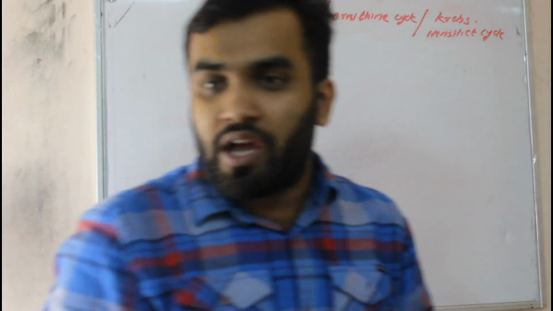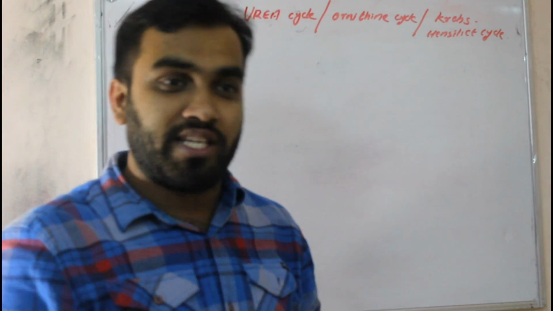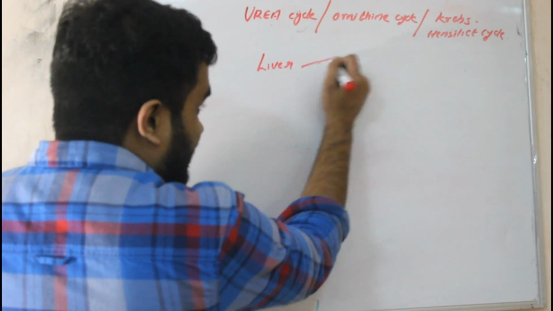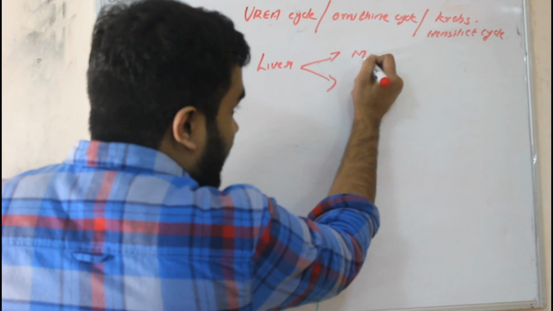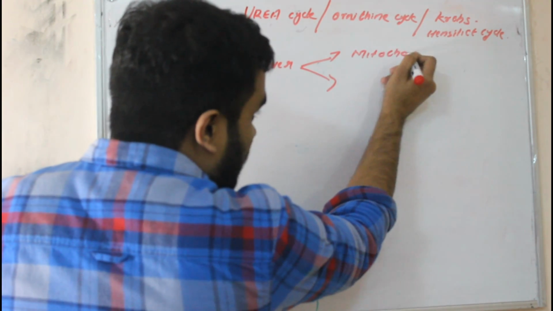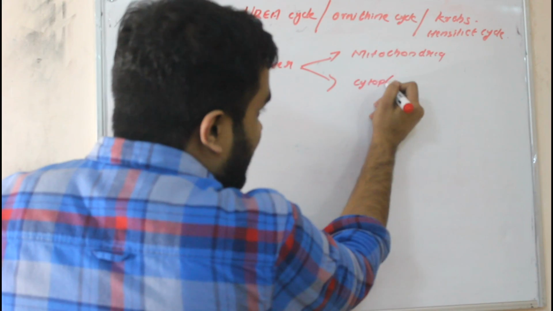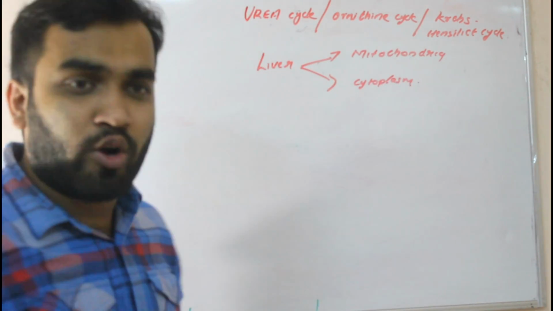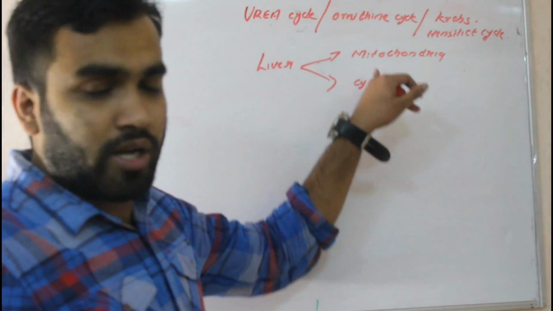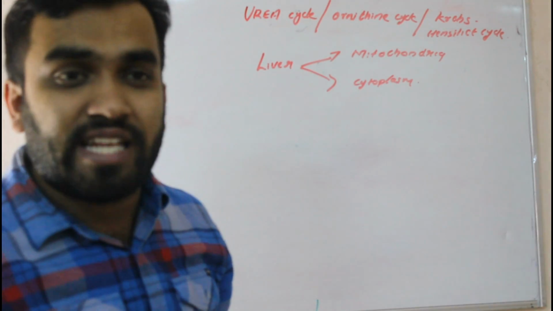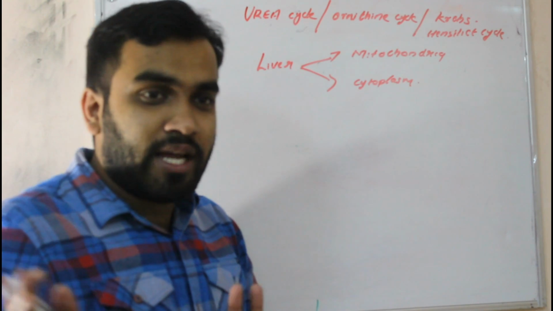In the urea cycle, what we have to know first is where it is taking place. That is in the liver, both in mitochondria and cytoplasm. Normally in biochemistry, many reactions or cycles occur in one organelle, in the cytoplasm, nucleus or mitochondria. But here the urea cycle is taking place both in cytoplasm and mitochondria.